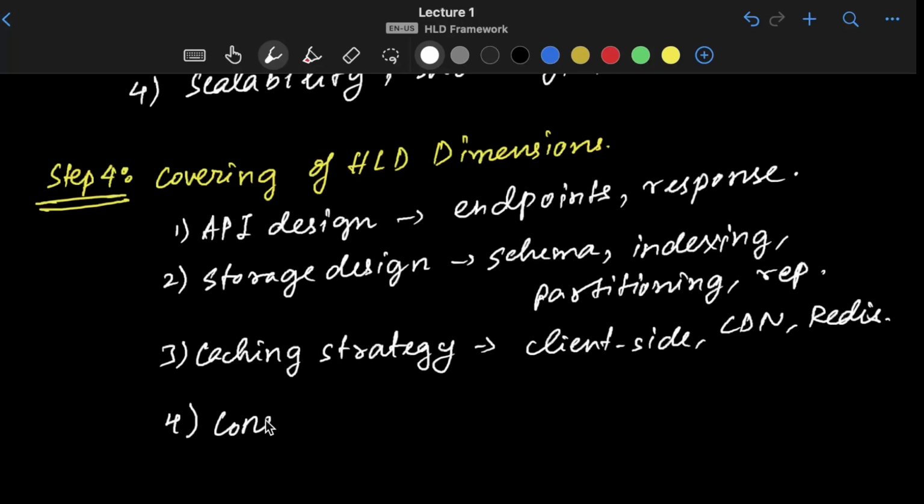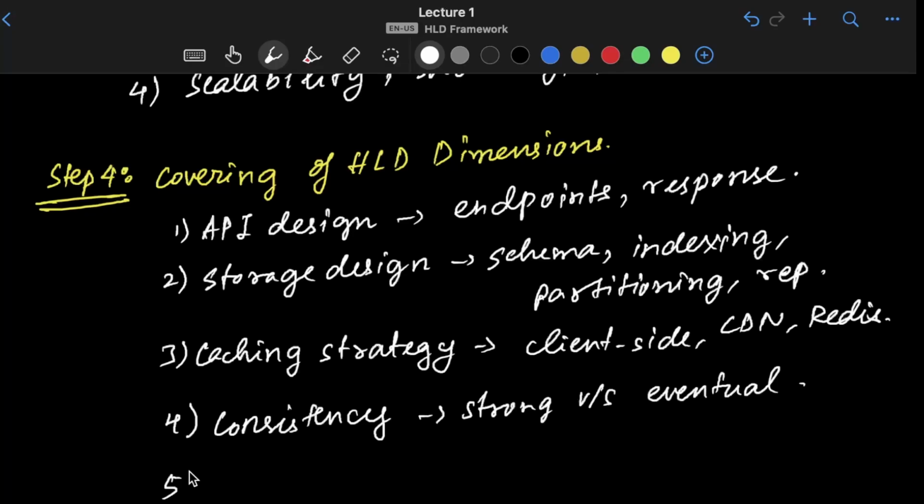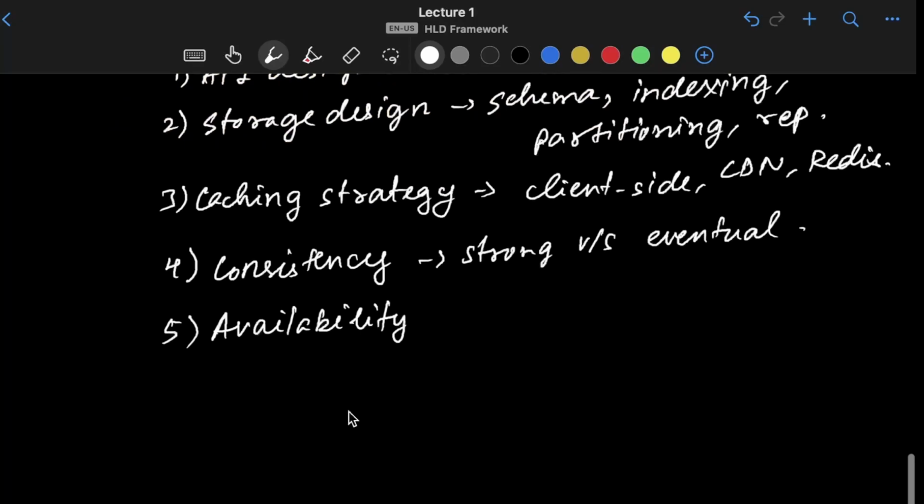Then about consistency, is your system strongly consistent or eventually consistent? Depending on the requirement of the system you are designing, you can answer it. So strong versus eventual. Then you can discuss availability, like how will you maintain the availability of your system in case a server is down, and all those things. I have discussed these in my previous HLD topics, so you can go through them and you will get a very good understanding of how these things fit into each of the individual components which we design.